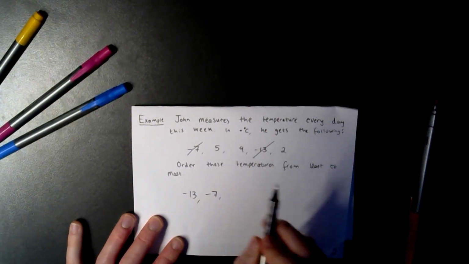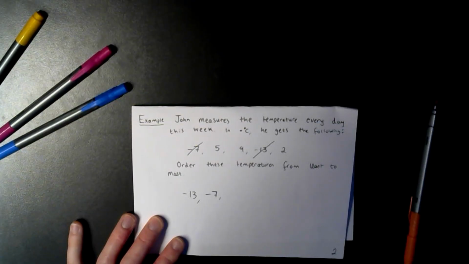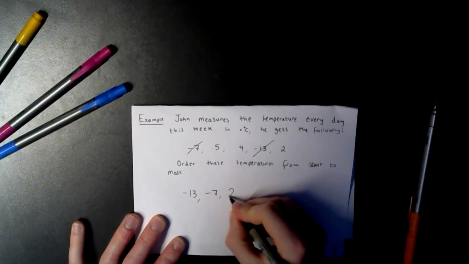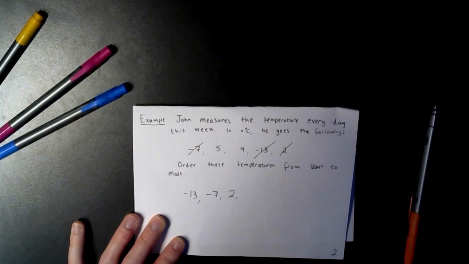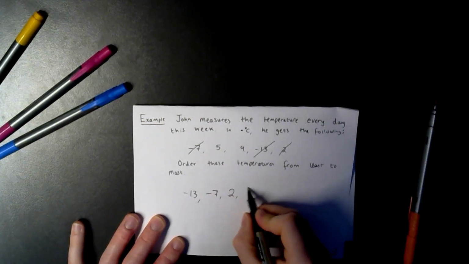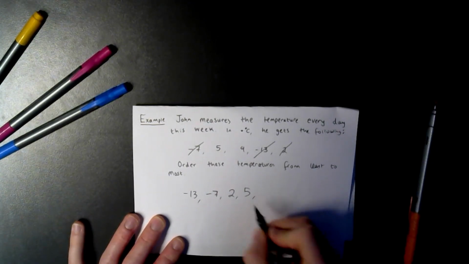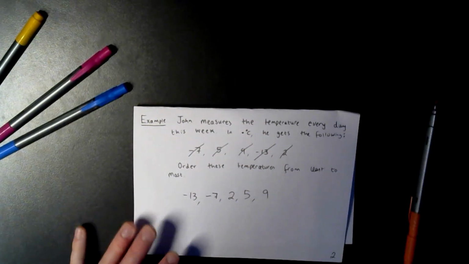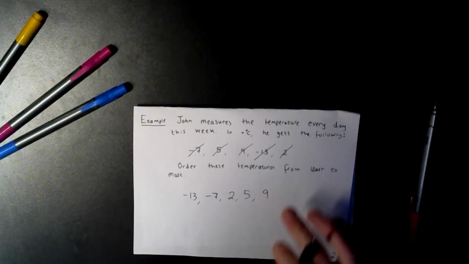Now we've got 5, 9, and 2 left. Are any of these below 0? No, exactly. So we're going to look which is the smallest number remaining, which is 2. So we'll cross off 2. We've got 5 and then 9. 5 comes next, and then 9. So 5 and 9. Okay, nice.